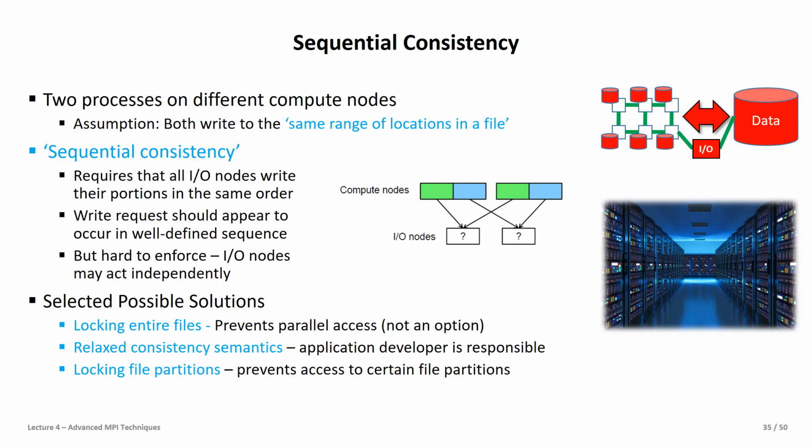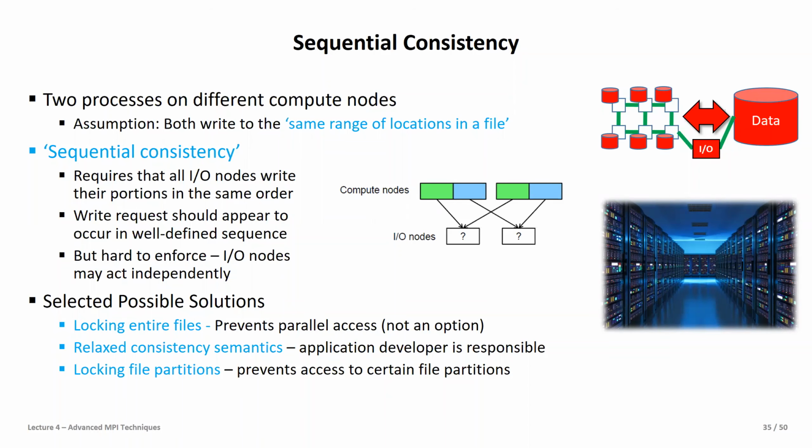And of course, they should be appearing in this sequence, but it's also hard to really do this sequential consistency if you have, let's say, 1024 processes running. So in the end, you have this mapping from the compute nodes to the IO nodes that we discussed. And in the end, this parallel file system helps you with this, but there are also different options for how you can realize it.